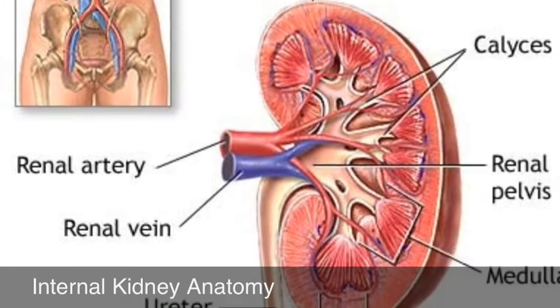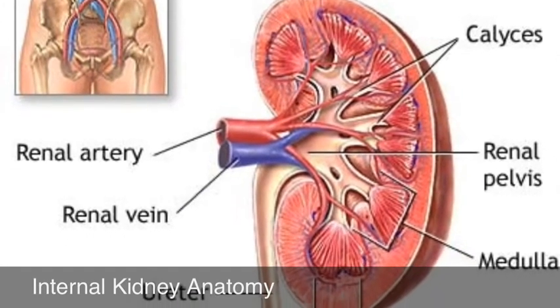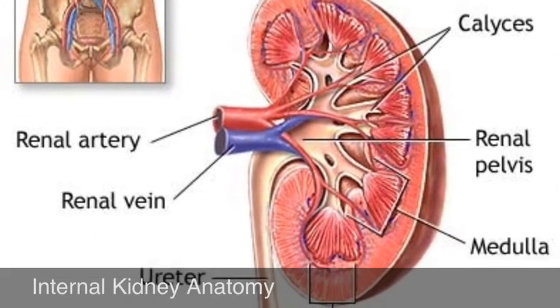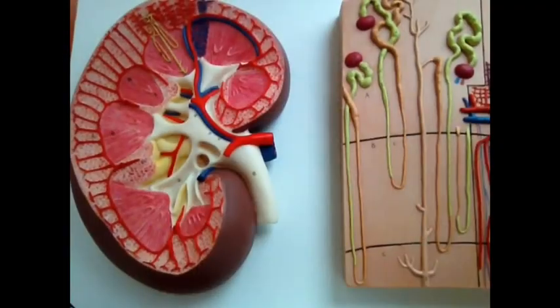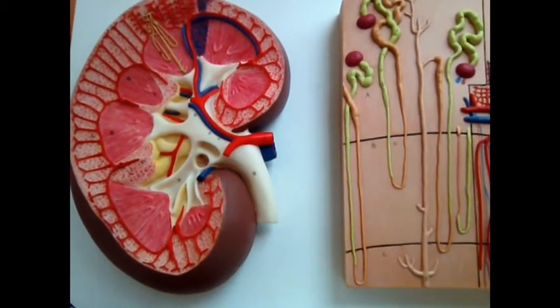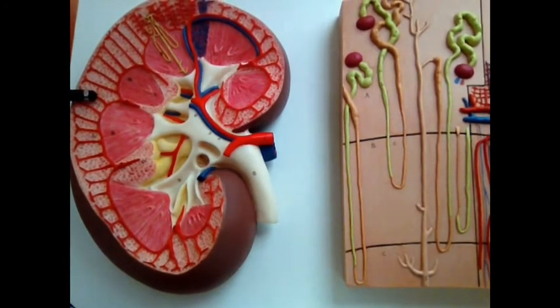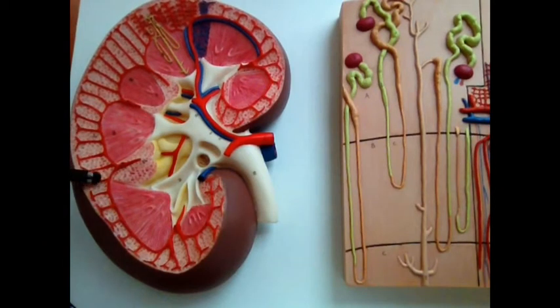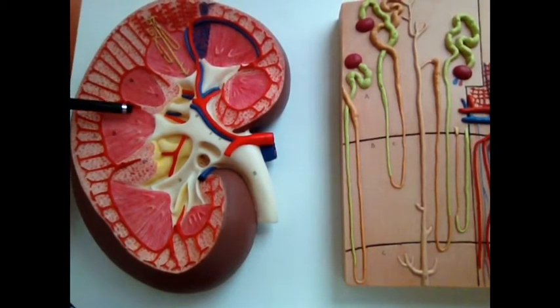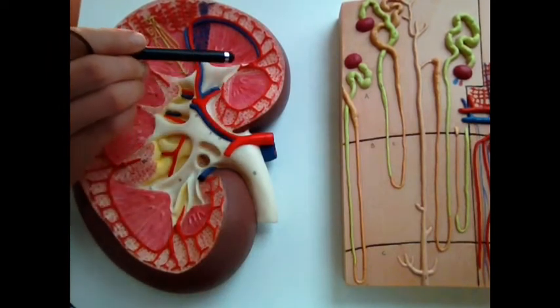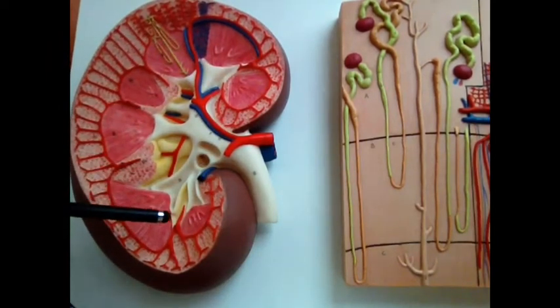In this review, I'm going to focus on the internal anatomy of the kidney. This is a model of the human kidney, and it's showing a sagittal section of the kidney so that you can see the internal structures. First of all, there are two main regions of the kidney. The outer region is called the renal cortex, and the inner region, this entire area, is called the renal medulla.